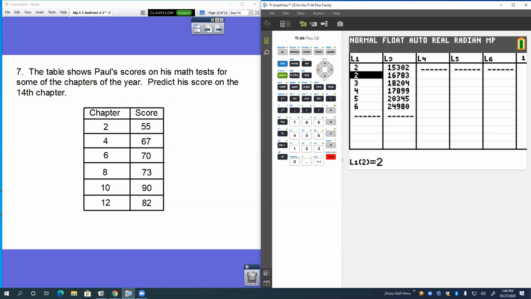So in your L1, you're going to have 2, 4, 6, 8, 10, and 12. Go ahead and try this one on your own, please. You're going to actually use these actual numbers for your L1. You want to make a prediction of the 14th.